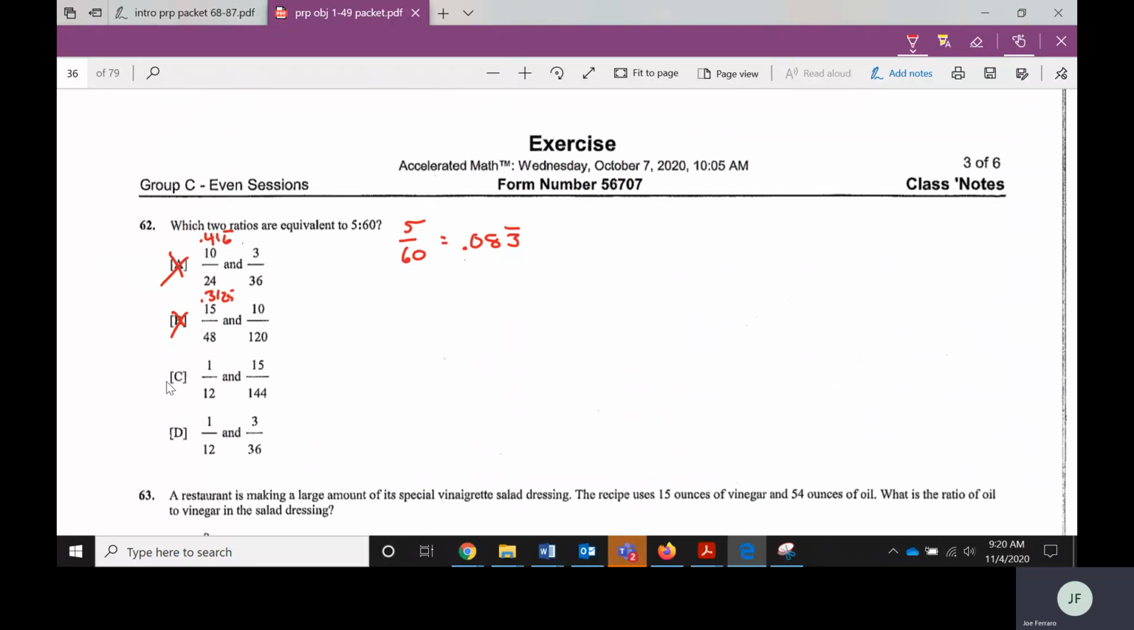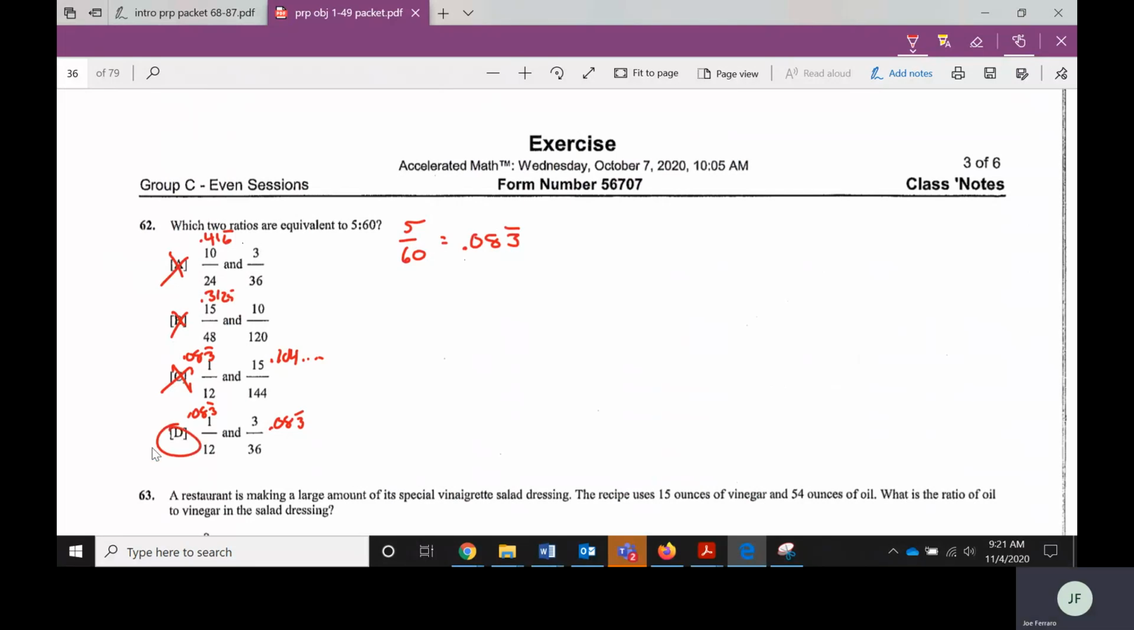Letter C, 1 divided by 12. That gives me 0.083 repeating. So far we're good, but again, this one has 112. So this one would be 0.083 repeating. So now I got to check the second ones in both of these. So 15 divided by 144. That gives me 0.104 something something. So that's out. This should be the right answer, but let's double check. 3 divided by 36 is 0.083 repeating. So that's my right answer.